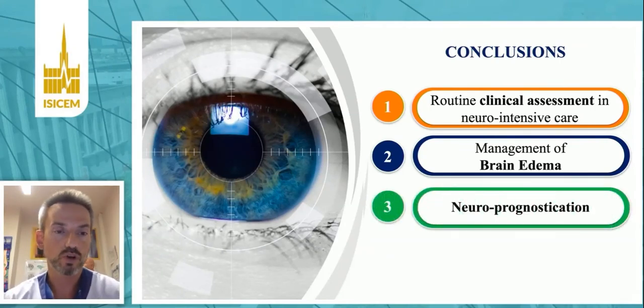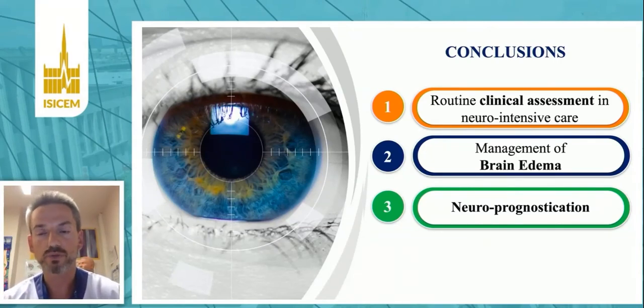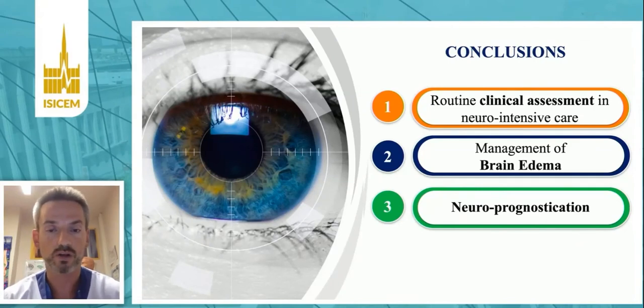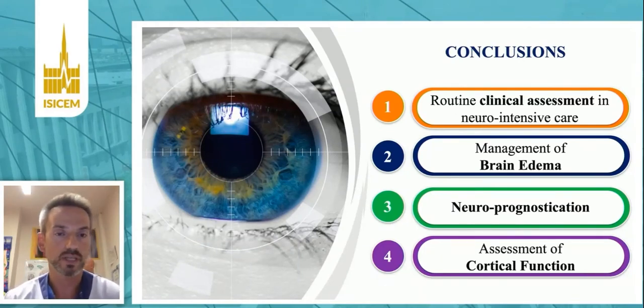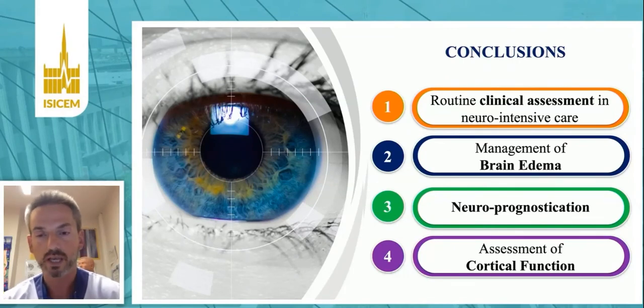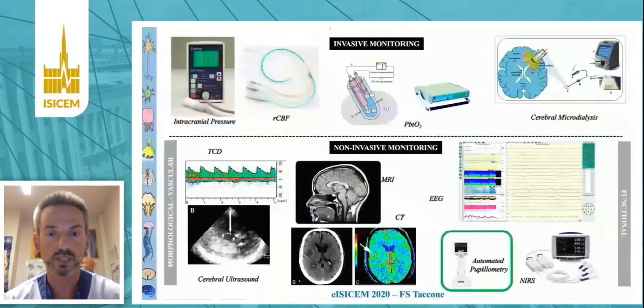Third, there is a role of automated pupillometry to assess neuroprognostication. There are few data on TBI, SAH, and ECMO. The more relevant data are in cardiac arrest, and we wait for the next guidelines to see how pupillometry could potentially be implemented in the next prognostication guidelines for anoxic brain injury. And fourth, there are some initial studies suggesting a role for pupillometry to assess cortical function, either predicting delirium or being associated with an unreactive EEG.